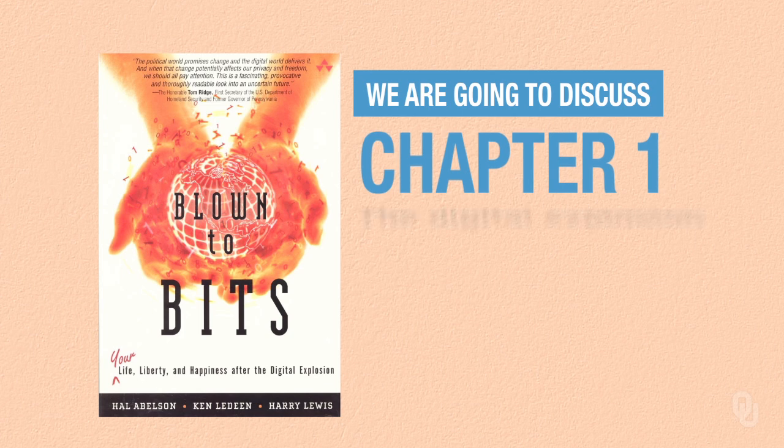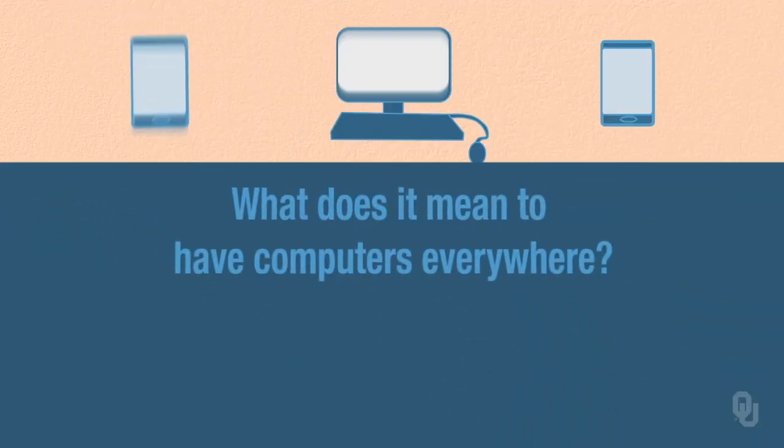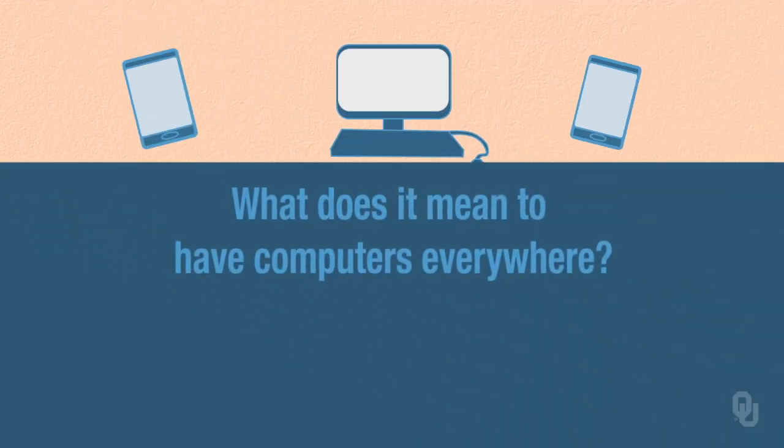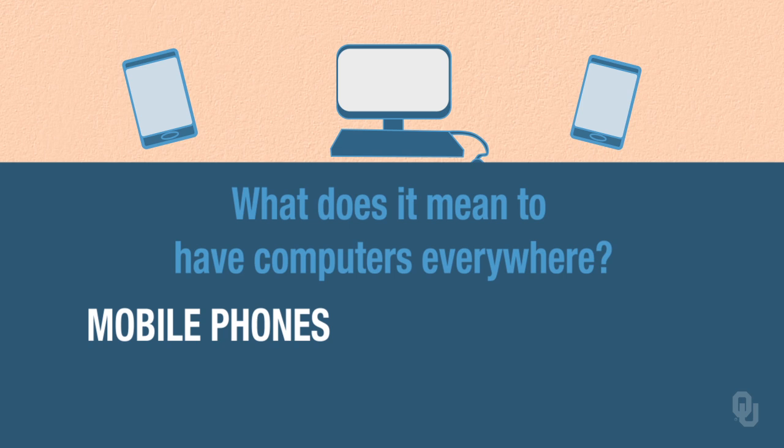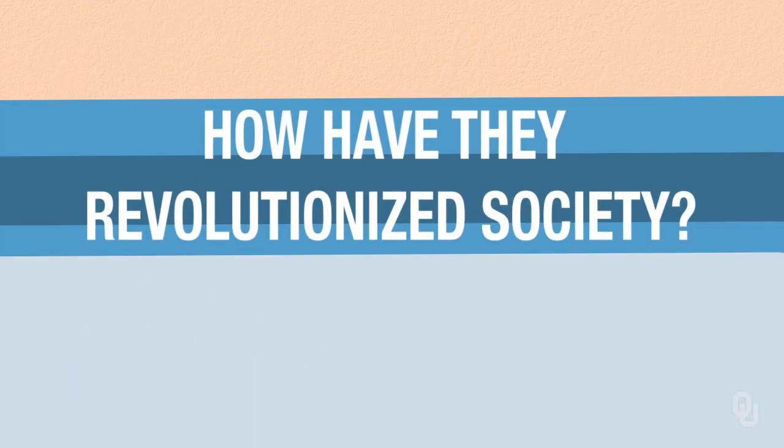For chapter 1, we're looking at the explosion, the digital explosion, and we're going to discuss ideas such as what does it mean to have computers everywhere, such as the mobile phones that are embedded in our pockets. How about the ones that are embedded in our cars or in our smart homes? We're going to discuss the impact that computers have had on our lives and how they've revolutionized society.